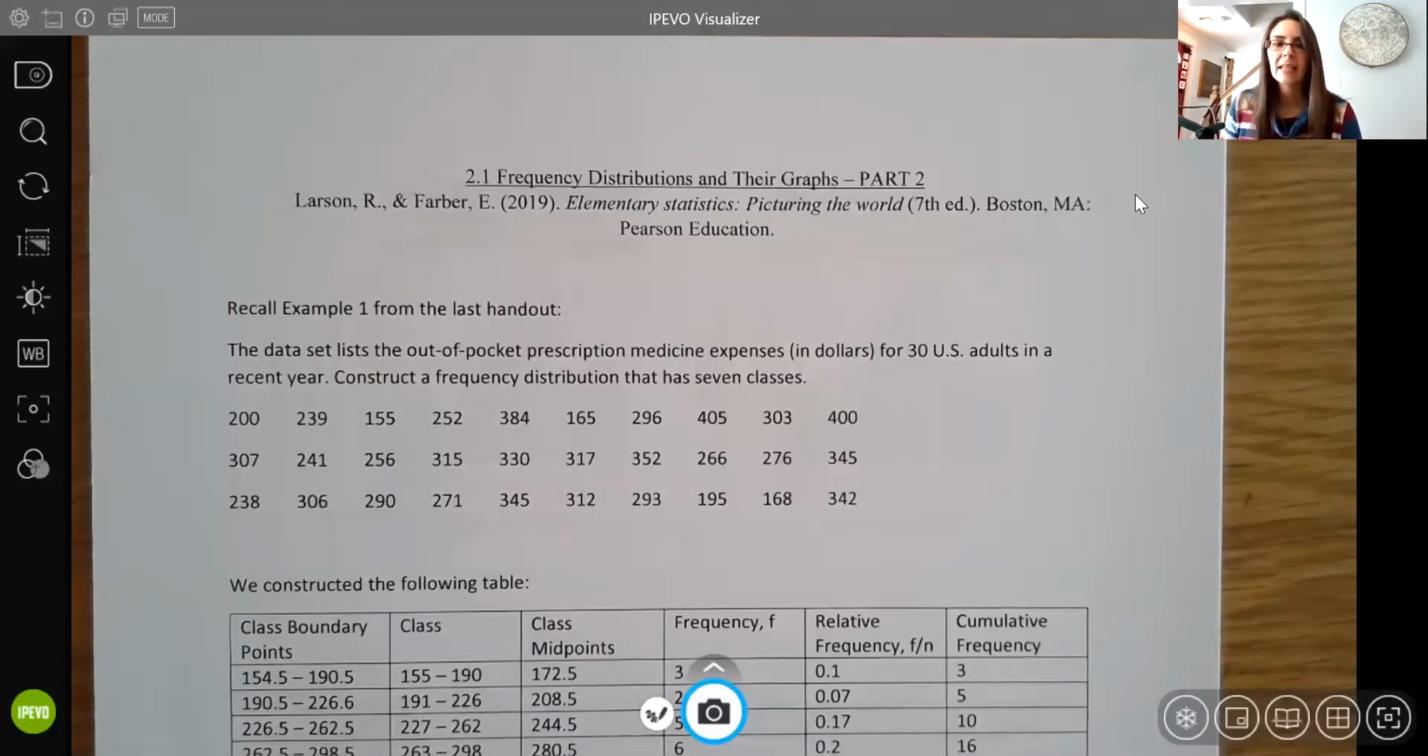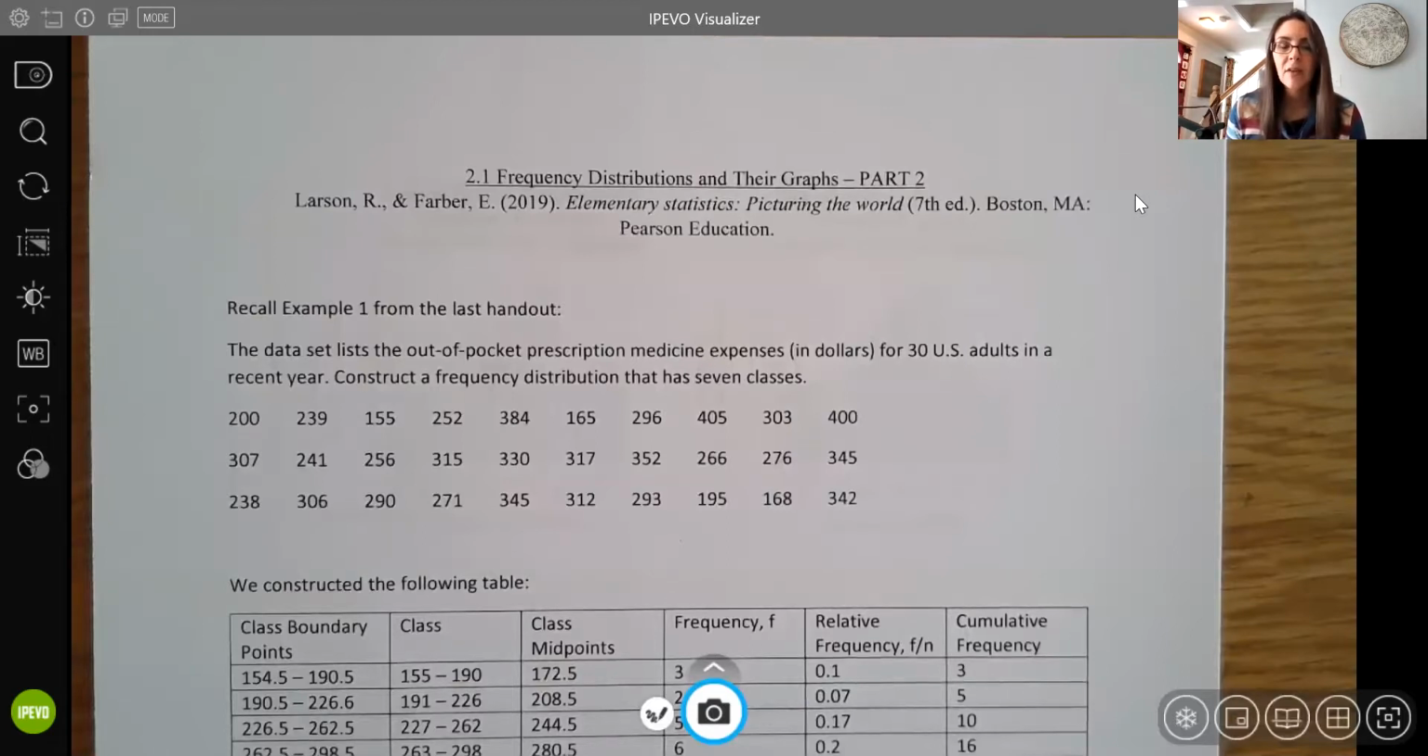Now we're going to look at section 2.1, but the second part. So we've organized our data. We've learned how to create these frequency distributions or frequency tables. We've learned how to calculate things like classes and class midpoints and boundary points, count the frequency, find relative frequency, cumulative frequency. So we've done all the organizing part.